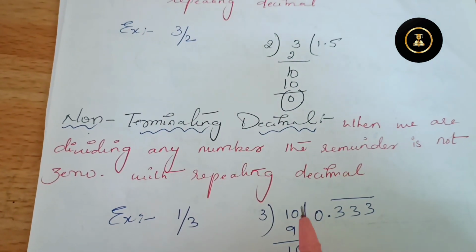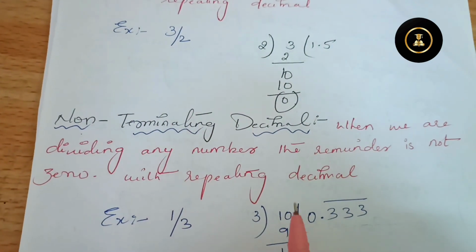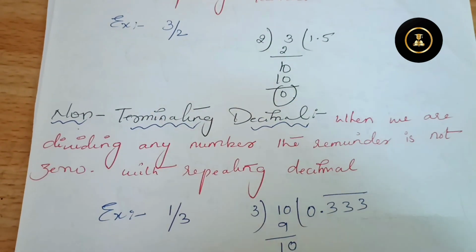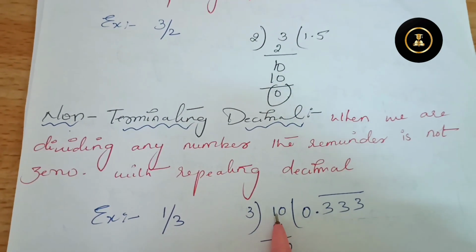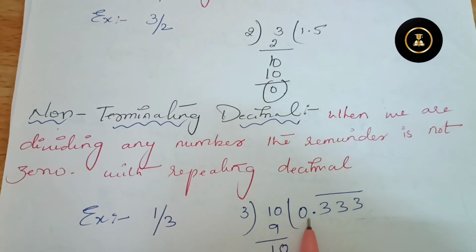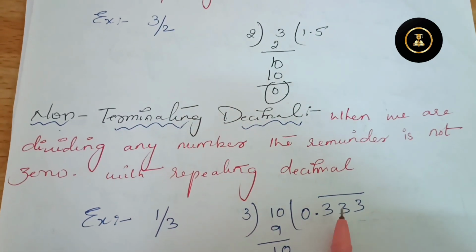So this number is 1 by 3, right? We have to write it in the dividend and divisor form and divide. So what will happen? Here 3 is the divisor and 1 is the dividend. So we will add 0. So 0 point is nothing but 10. So 3 3s are 9.